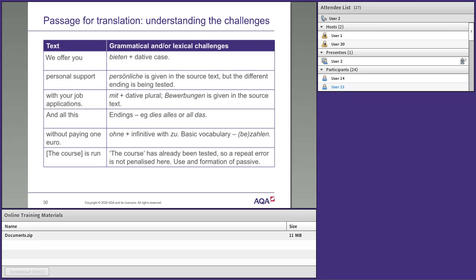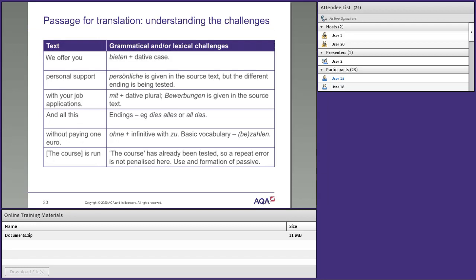I think even from this translation you've got quite a long list here of verbs that you can be giving them to learn. Mit with the dative plural, that was one that my students a couple of years ago always seemed to lose marks on. It just seemed such a silly error to make. All this, so you've got verb endings here with adjectives, dies, alles, all das, whichever way they choose. Without paying, that's sort of like a standard phrase they need to know. Ohne with the infinitive and zu.